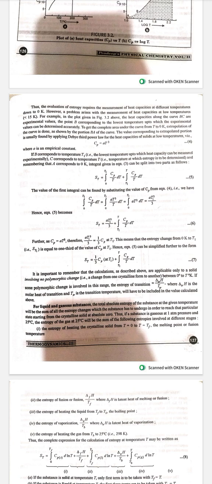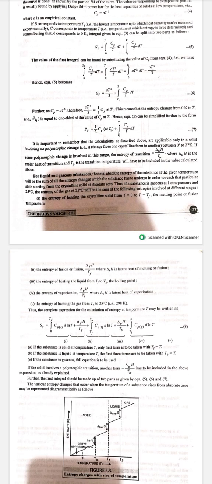Further, as Cp is equal to AT cube, therefore AT1 cube upon 3 is equal to 1 by 3 Cp at T1. This means the entropy change from 0 K to T1 is equal to 1/3 of the value of Cp at T1. And the equation is ST is equal to 1 by 3 Cp at T1 plus the integral from T1 to T of Cp upon T dT.